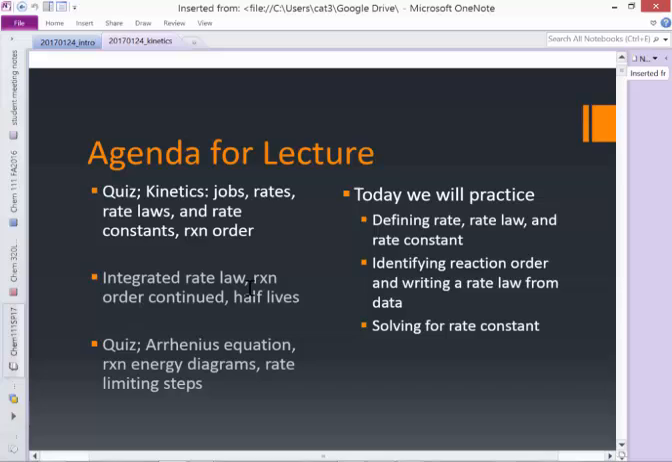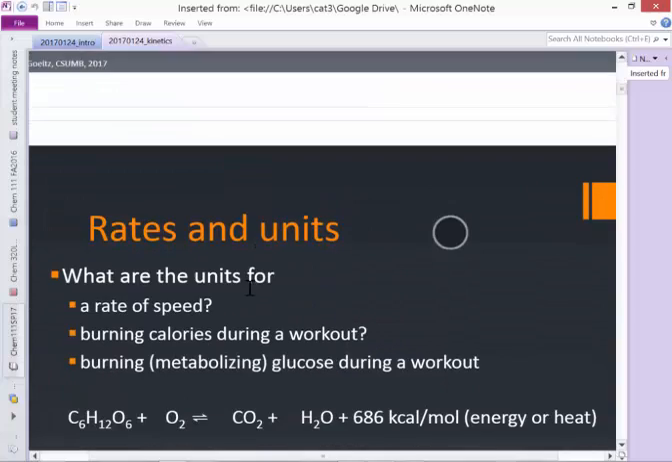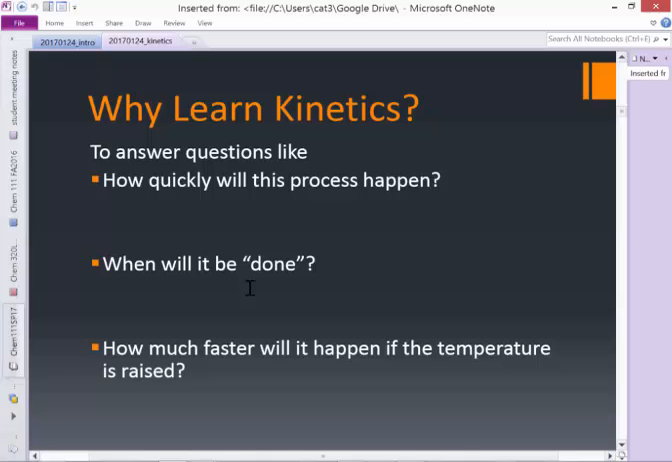All right. Should we start a little bit of kinetics? Let's talk about why we do kinetics. We'll come back to jobs next time, but let's skip to why. Let's start with why, because that we can do today.